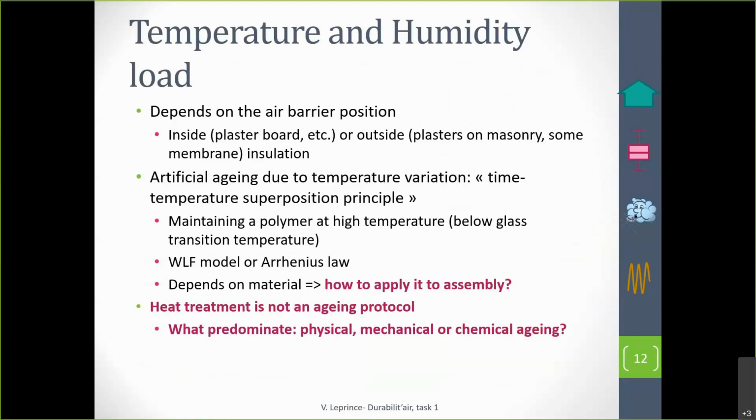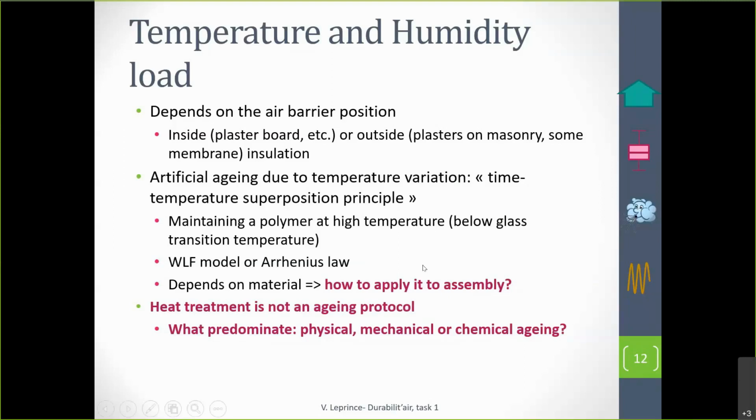Then we looked at the temperature and humidity load on the air barrier. First of all, it depends on the air barrier position. Of course, it is not the same thing if the air barrier is inside the insulation, like plasterboards, or outside the insulation, like plasters on masonry, or some membranes that can be located outside the insulation. And of course, they do not have to sustain the same load. So there should maybe be a different protocol for the two of them.